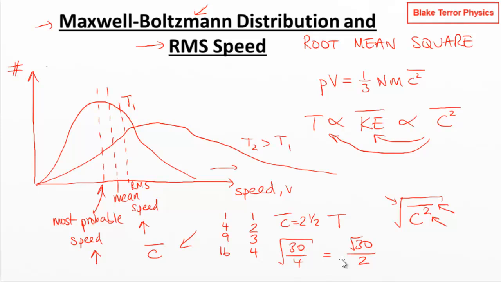Well, that's more than 2.5, isn't it? Because root 25 over 2 would be 2.5. So this is greater than. We're saying that the RMS speed here is greater than the average speed. So it is different, but there's a reason for using it, and sometimes it can be easy.